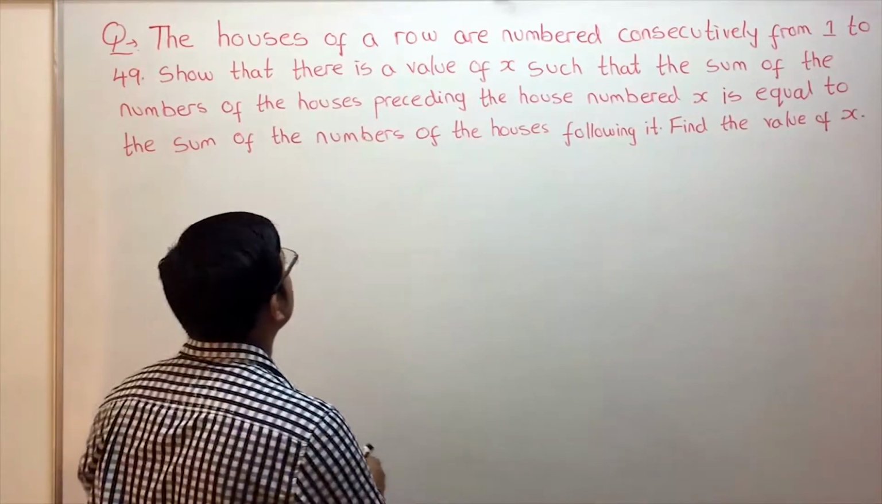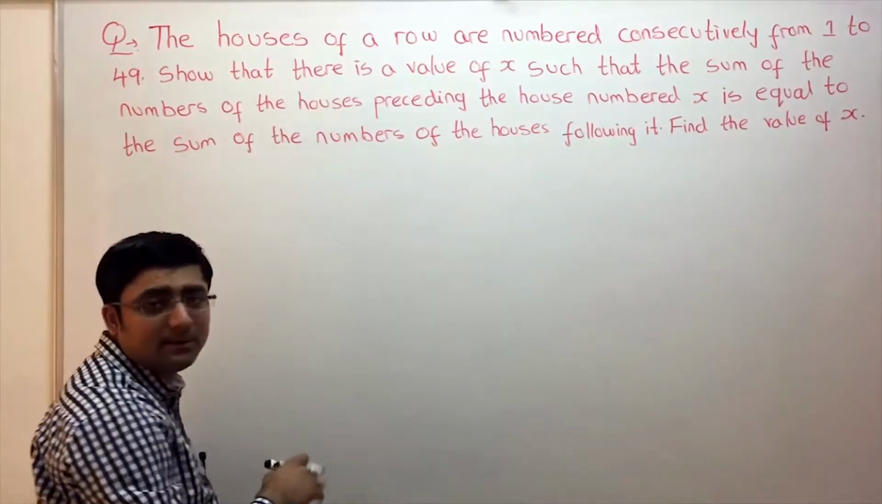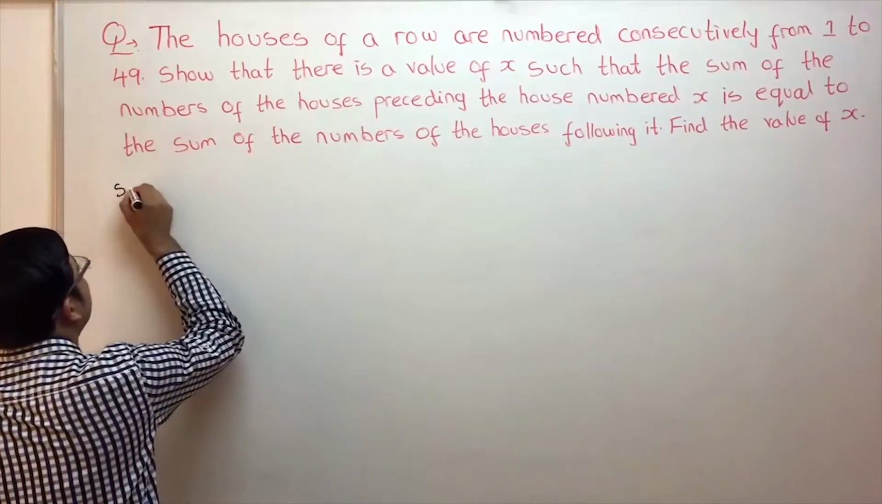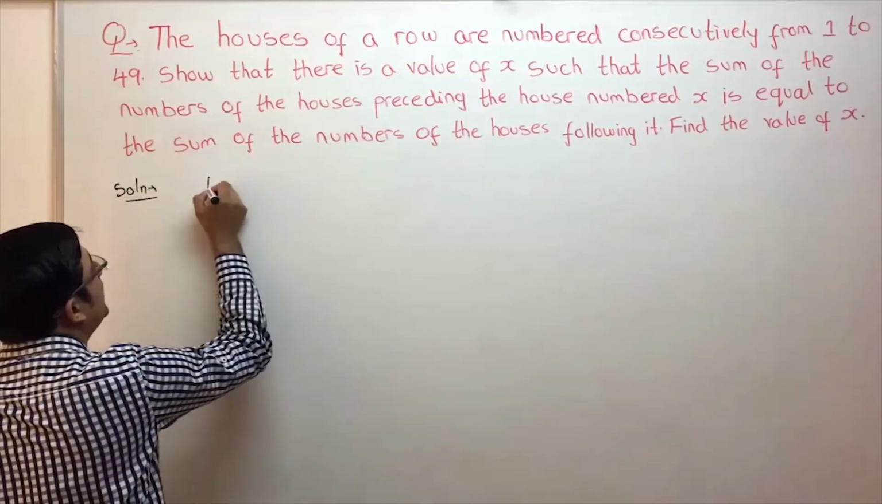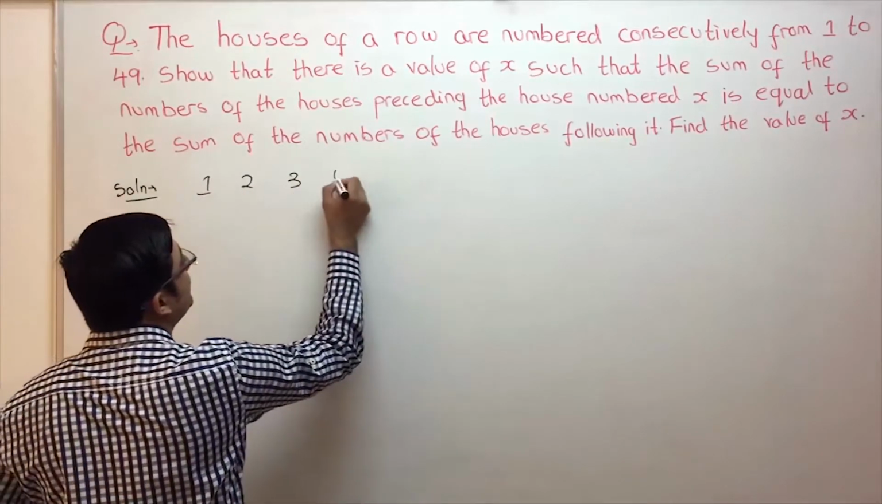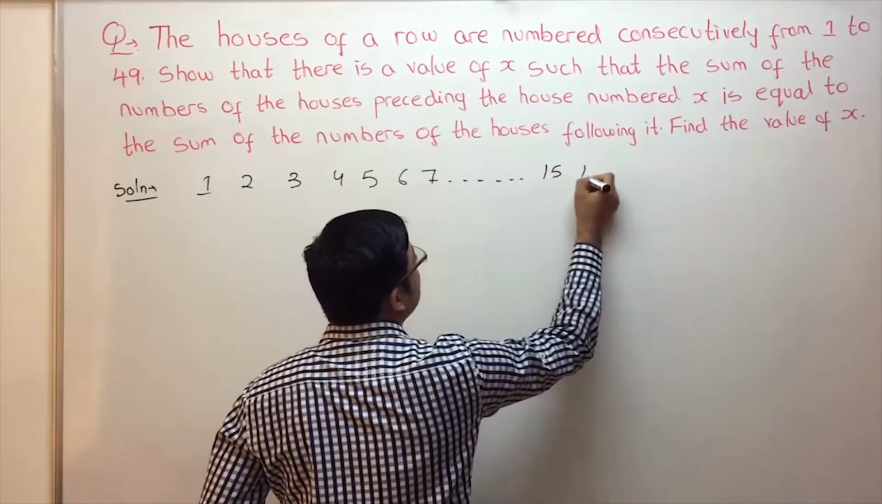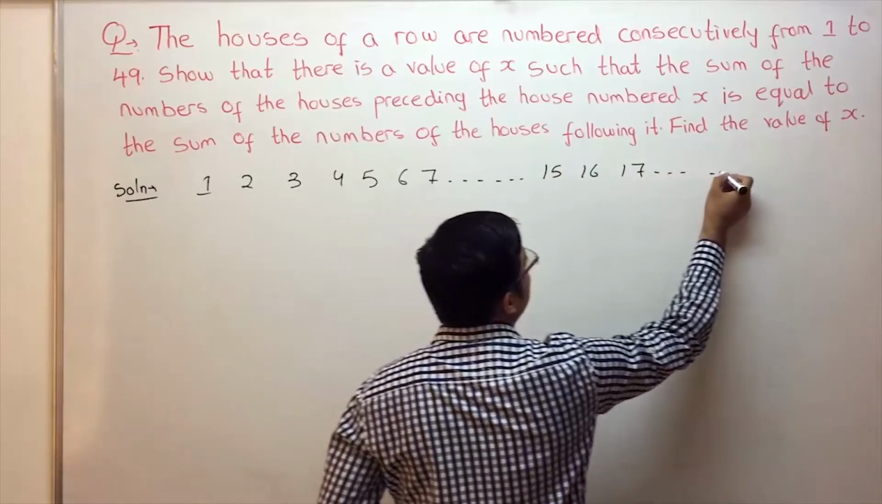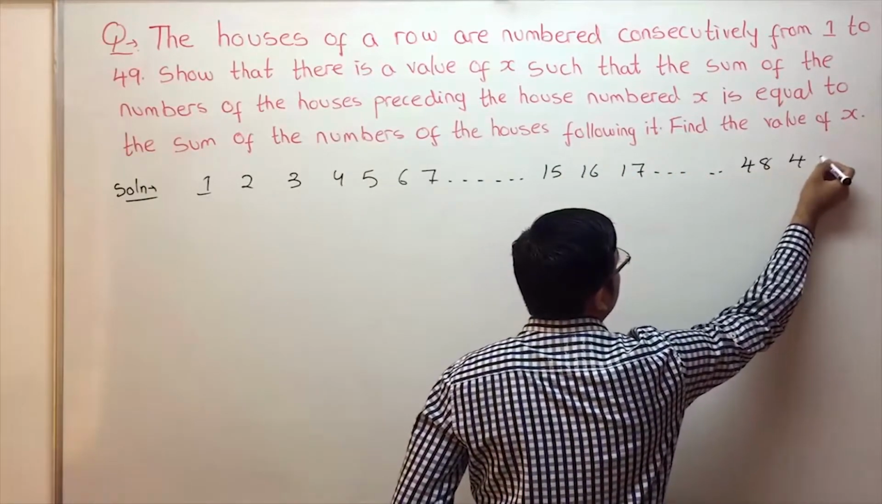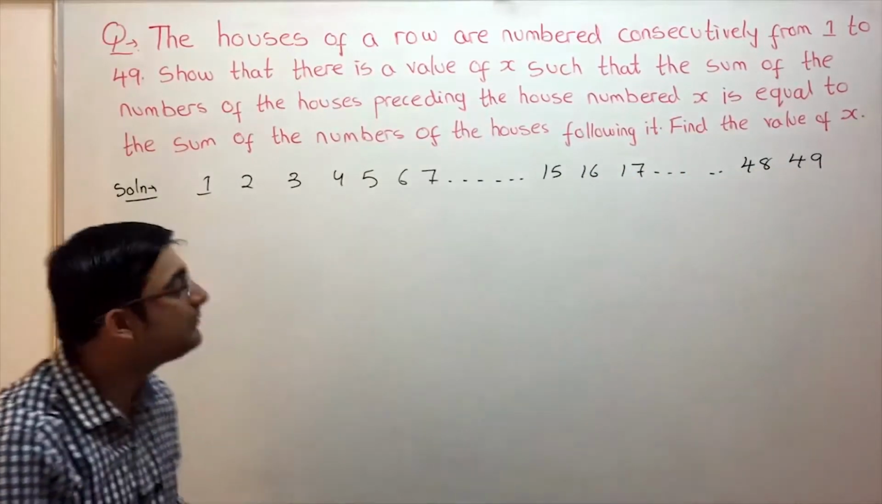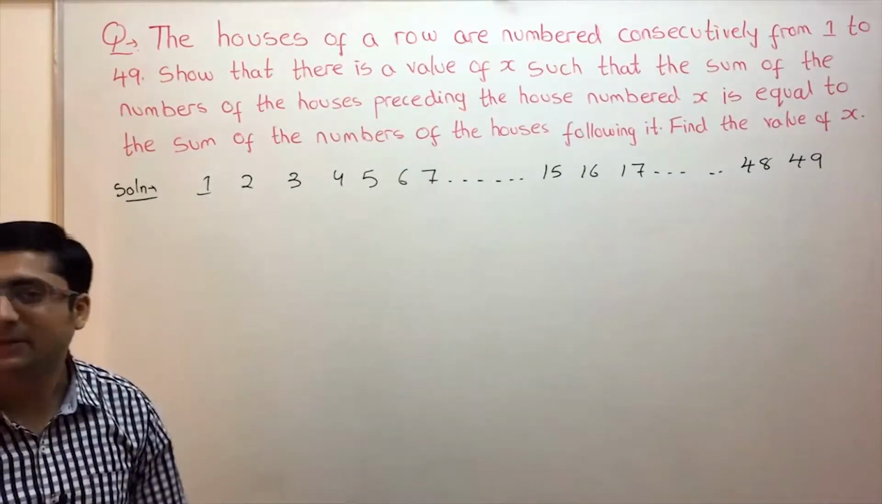So let's first understand this question. Basically, the houses in a row are numbered from 1 to 49. So the houses are numbered 1, then 2, 3, 4, 5, 6, 7, like that, 15, 16, 17, like that till 48, 49. The houses numbered consecutively means starting from 1 up till 49.